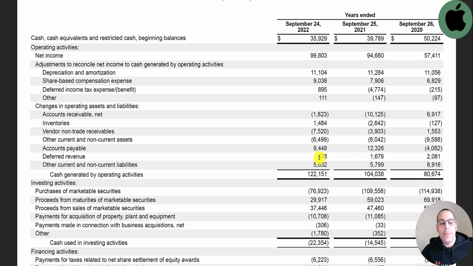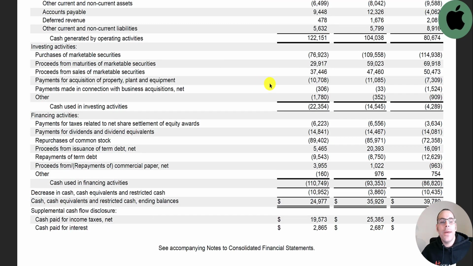Most healthy, profitable companies will have more in operating cash flow than net income. If a company has less in operating cash flow than net income, you want to understand why. That could be a red flag. Then you have investing cash flow. This is when they buy marketable securities. Also part of investing cash flow is when a company acquires another company or buys property, plant, and equipment. They spend $11 billion in PP&E. So in their investing section, they had a cash outflow of $22 billion, but most of that is marketable securities.